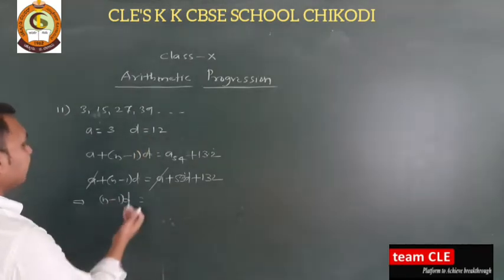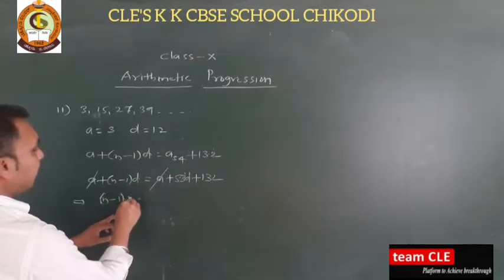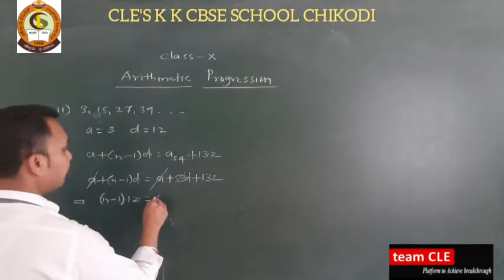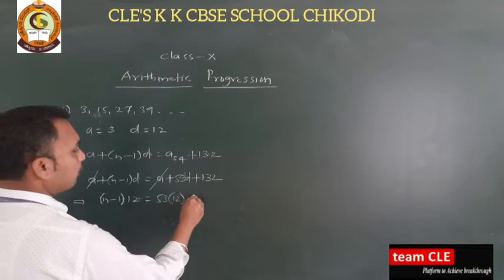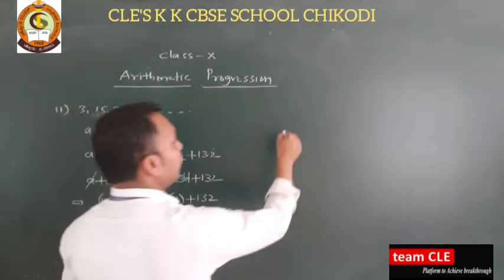Can we have d? Yes, we have d here. So now see, d we have 12 as it is. Now we need to find n very simply. Now 53 into 12 plus 132. Now we need to do 53 into 12.